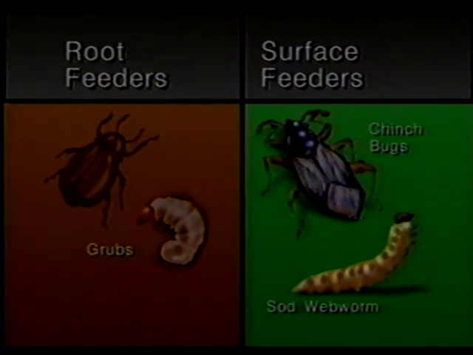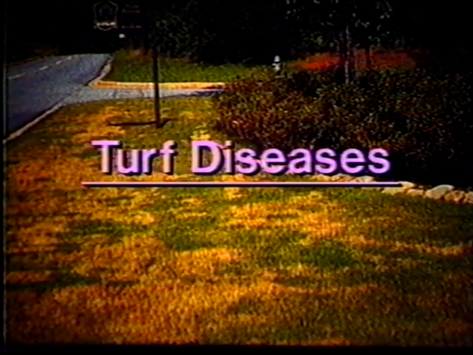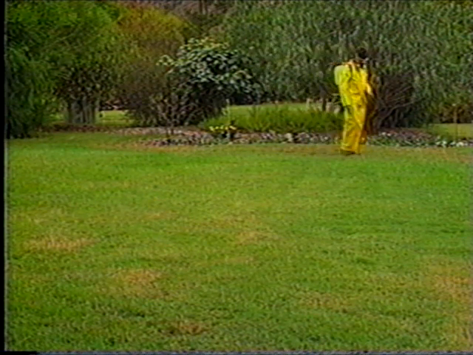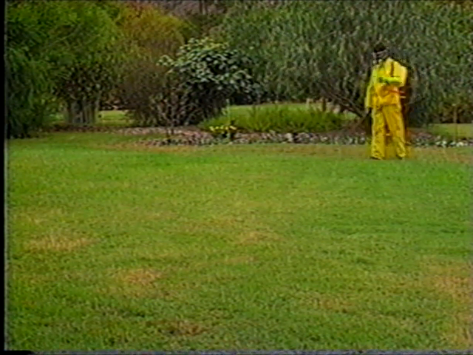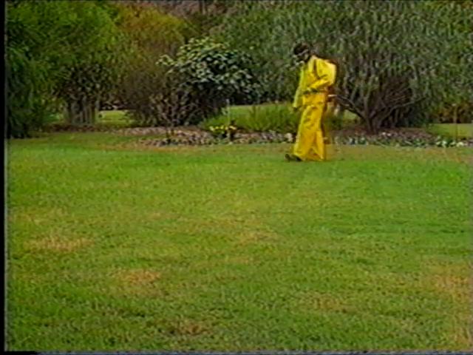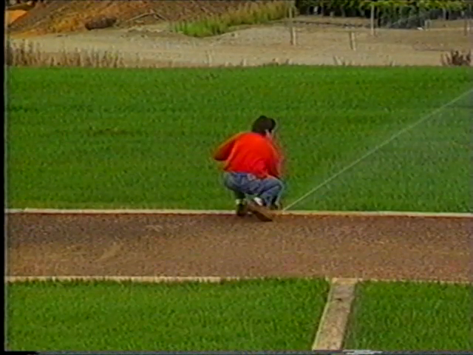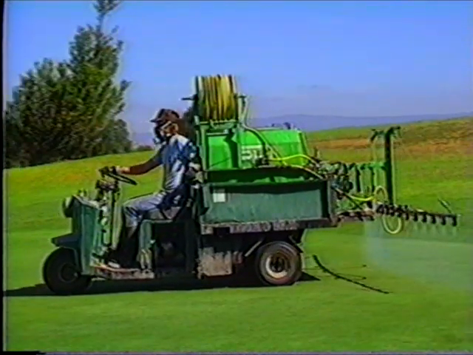Turf insects are divided into two broad categories: root feeders and surface feeders. The most common group of root feeders are grubs. Common leaf feeders are sod webworm and chinch bugs. Some examples of turf diseases are leaf spot, fusarium patch, and dollar spot, to name just a few. Various fungicides may be used to control turf diseases. In addition, the adjustment of cultural practices may be necessary. This includes selection of disease-resistant turf, proper irrigation, and optimal levels of fertilization.